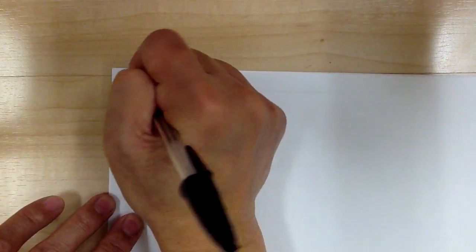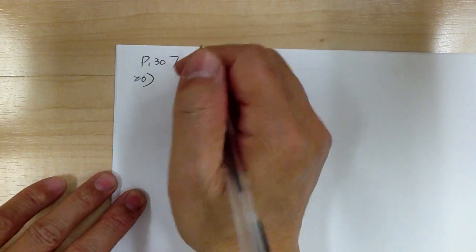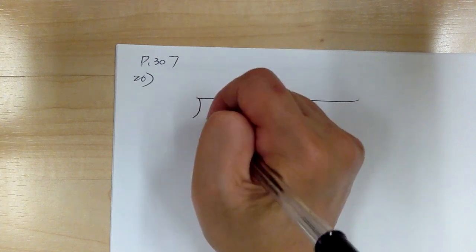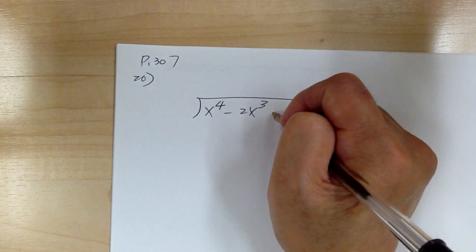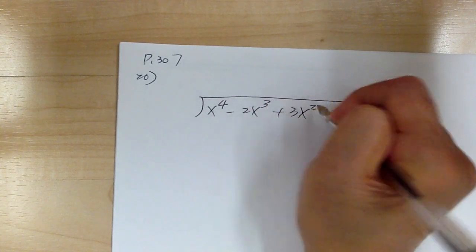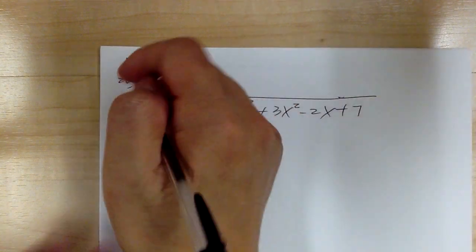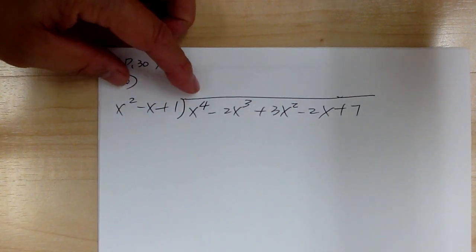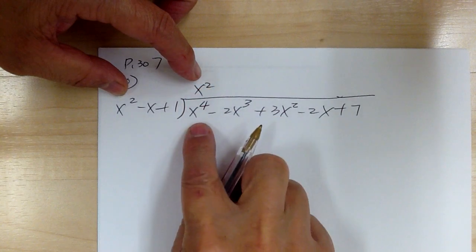Okay, let's go to number 20. This one has more terms, but you just repeat the same thing over and over. So you get x to the 4 minus 2x to the 3 plus 3x squared minus 2x plus 7 divided by x squared minus x plus 1. You can focus on the first term. You need to get x squared, right? X squared times x squared will give you x to the 4.